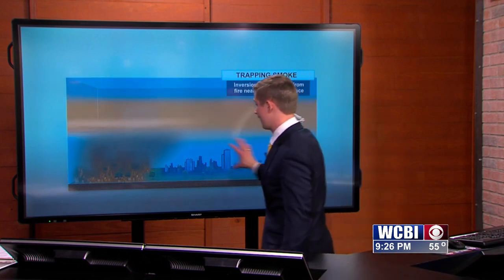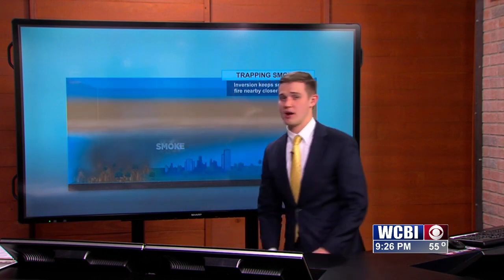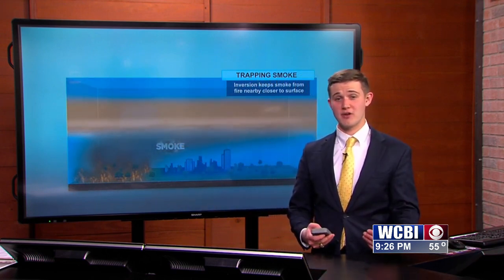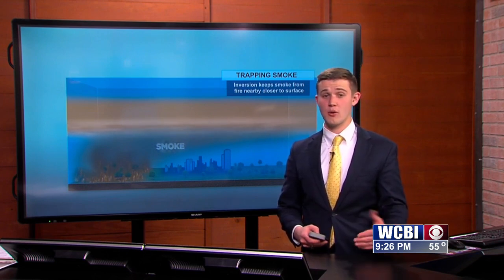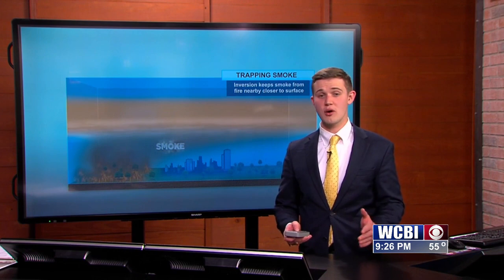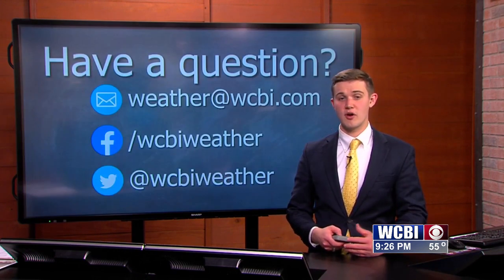Same thing with wildfires. The wildfire smoke can get trapped under an inversion, and it can really smoke up this city right here and cause a lot of negative health effects, especially for people who have respiratory issues. So inversions, no joke, a very interesting phenomenon, but certainly something that can cause very bad problems.